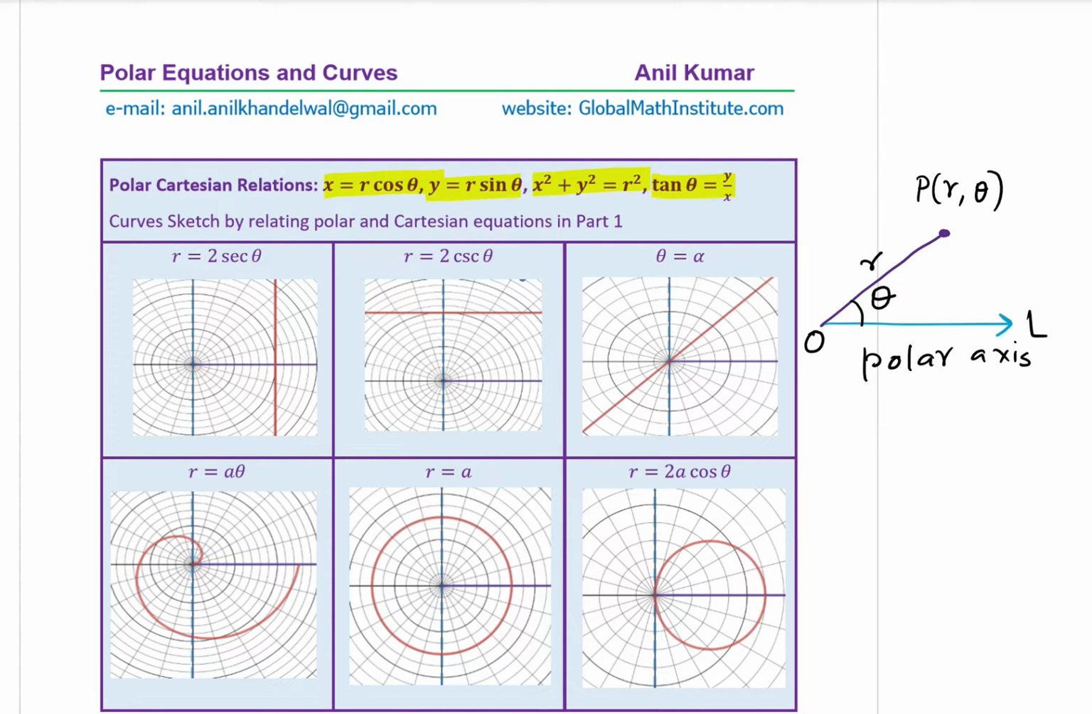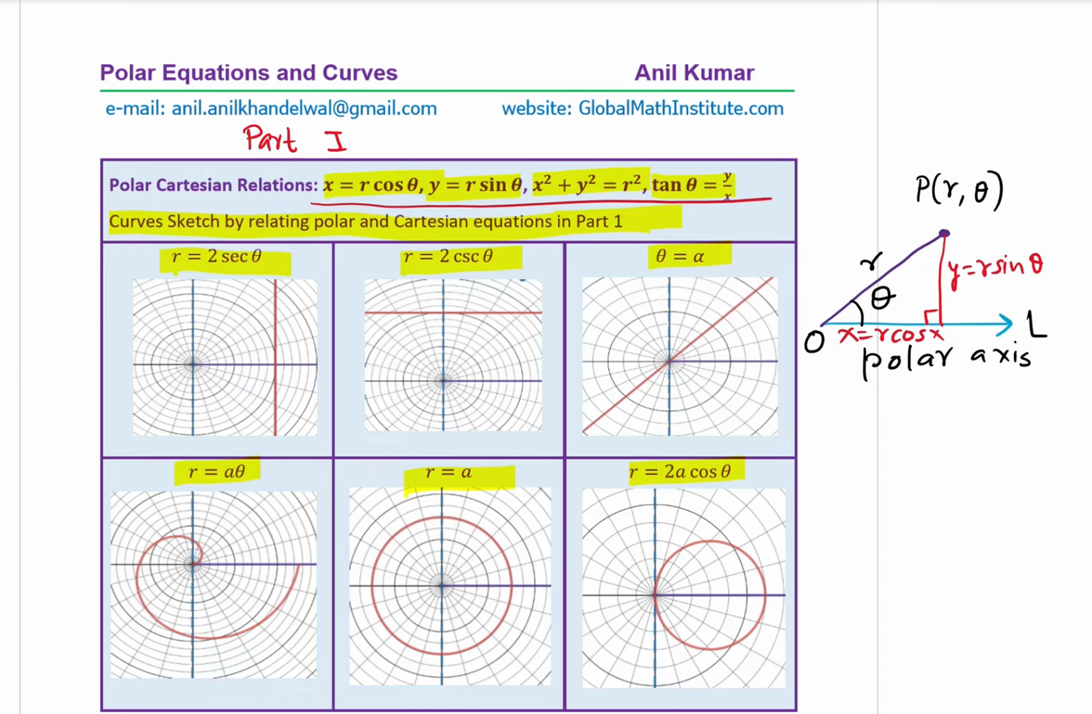We saw that if I drop a perpendicular from here, then putting this on a coordinate plane, y equals r sin theta and x equals r cos theta. Since this is a right angle triangle, it gives you the connection between the polar and the Cartesian coordinate systems. So that is the background. In part 1, we also discussed how to sketch the graphs. Some of the curves which we have drawn in part 1 are given here. If you really want to understand how we did them, you can look into the link which connects to part 1 of this video.